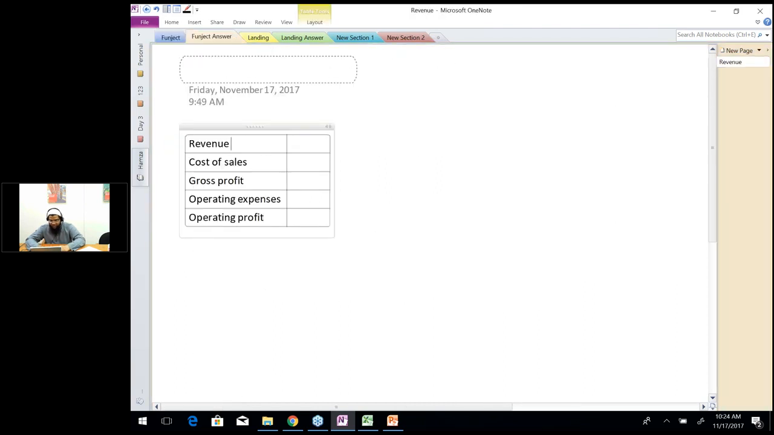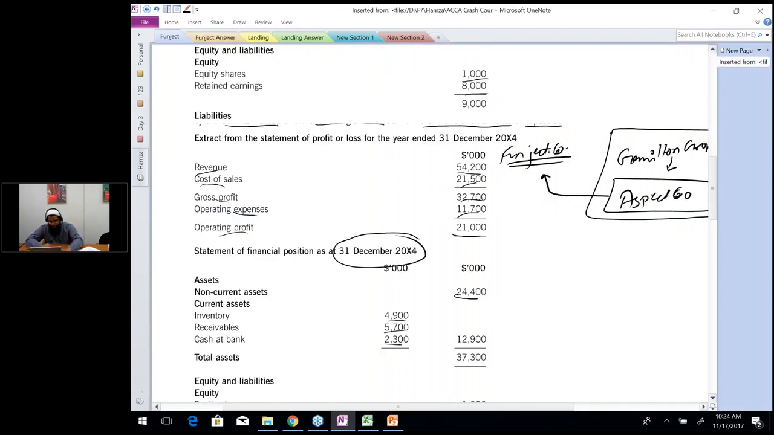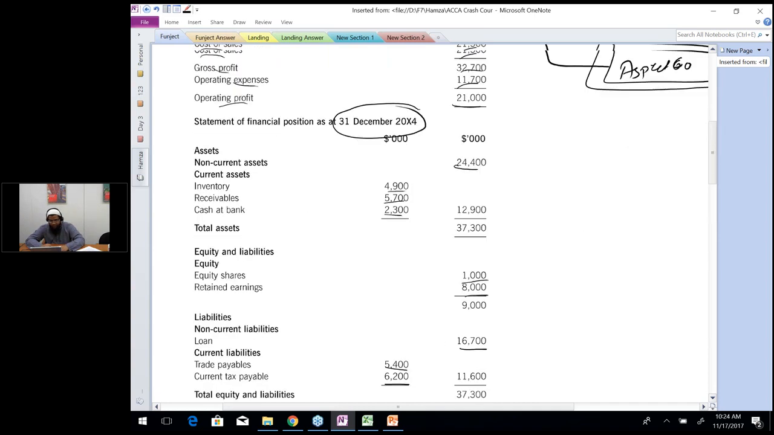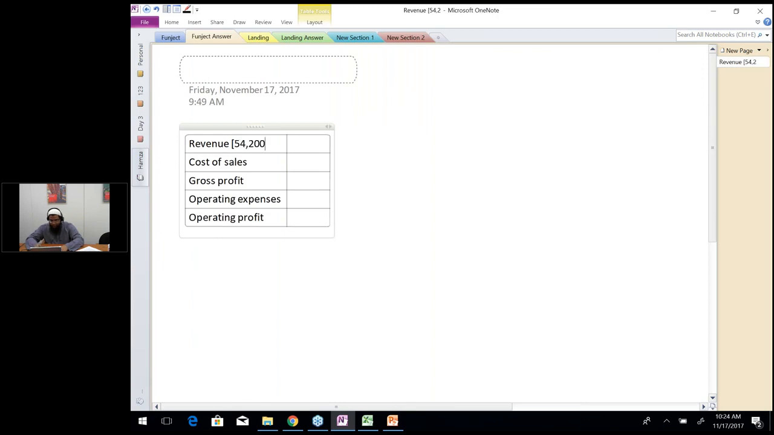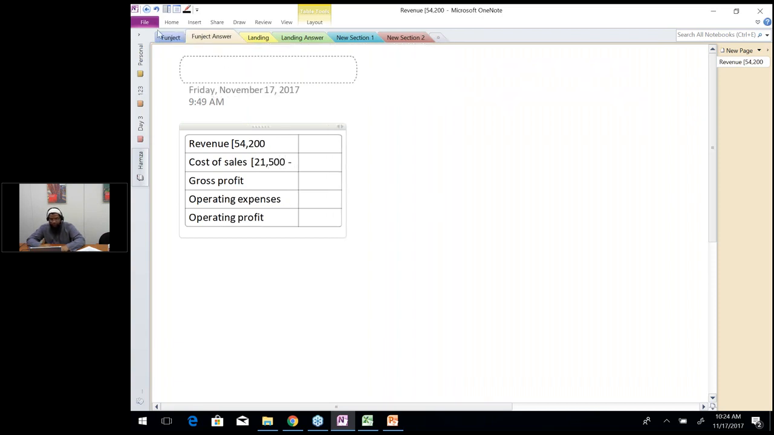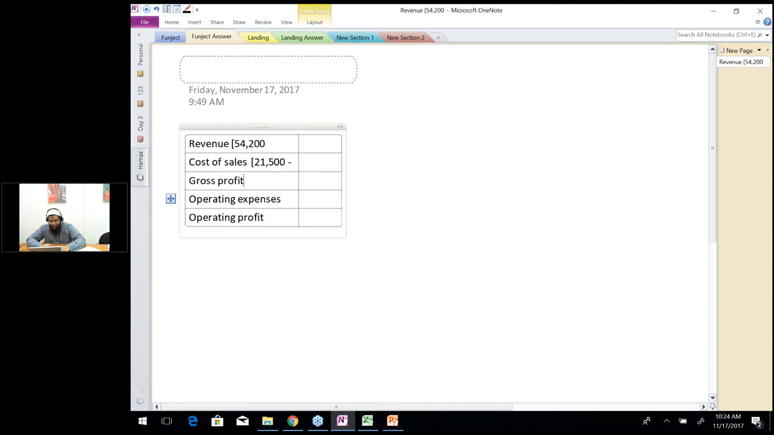So this is the income statement that we are going to restate, adjust. The revenue was 54,200. The cost of sales were 21,500. So we are going to remove the values of the subsidiary. The gross profit was 32,400. This will automatically be adjusted.